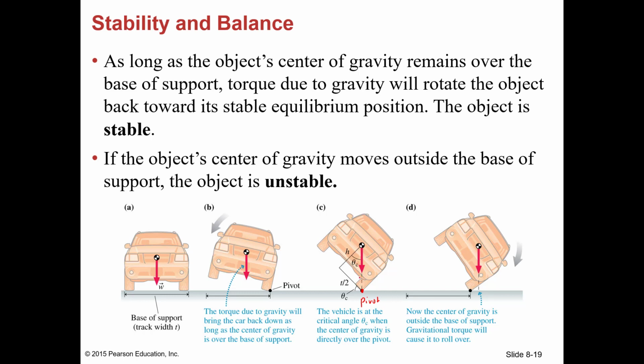Okay, up to this point the car can still go back to the stable state, and the angle corresponding to that is the critical angle. Now if you tilt it further, you see this is the base of support, and this weight is now outside the base of support. So the car won't go back to the stable state now. It will just roll over. Okay, now it's unstable.